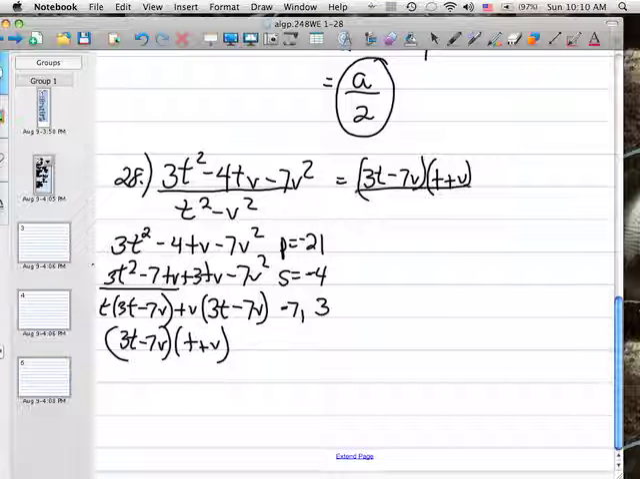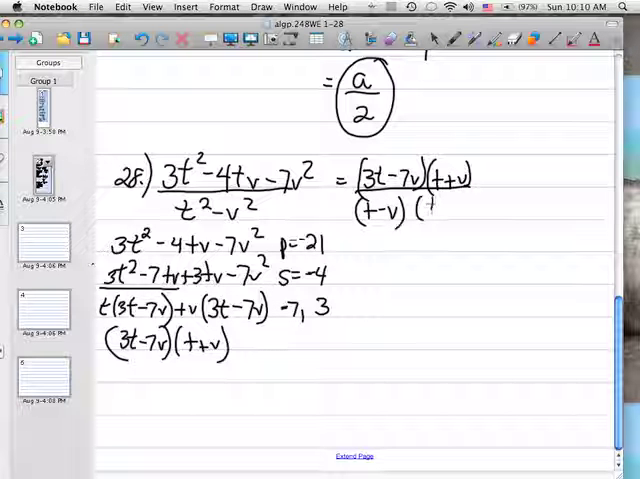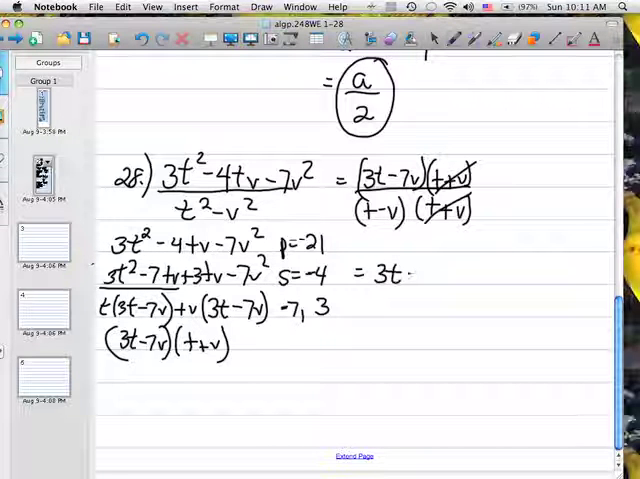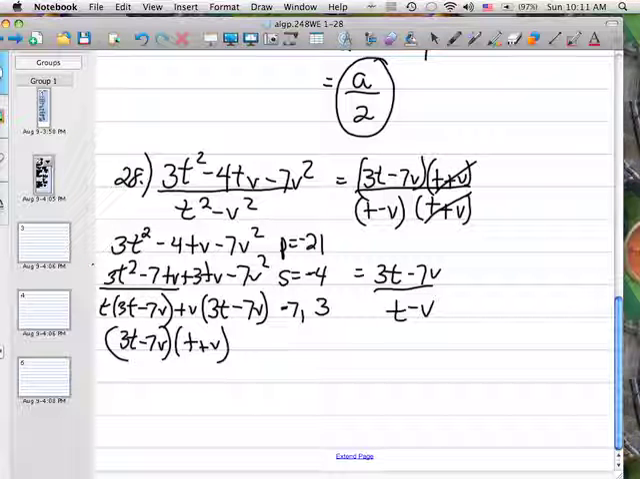On the bottom, this is the difference of two perfect squares, so that's t minus v and t plus v. So we can cancel out those. And as long as you realize once we drop those parentheses, there isn't any canceling. We have 3t minus 7v over t minus v.